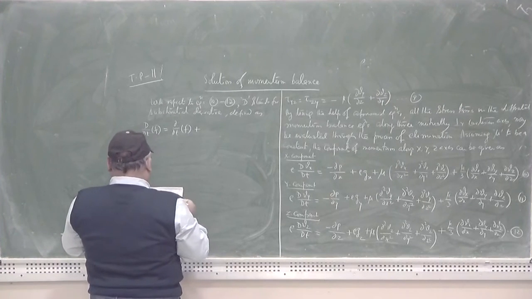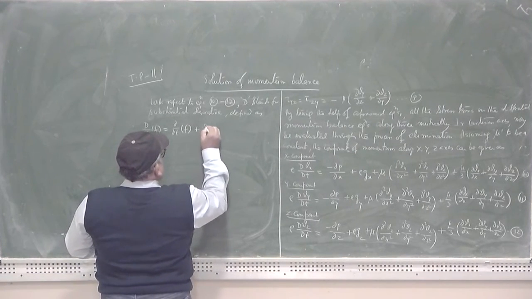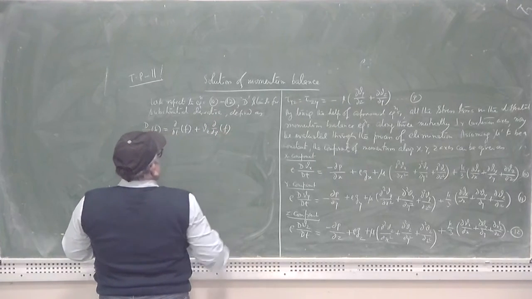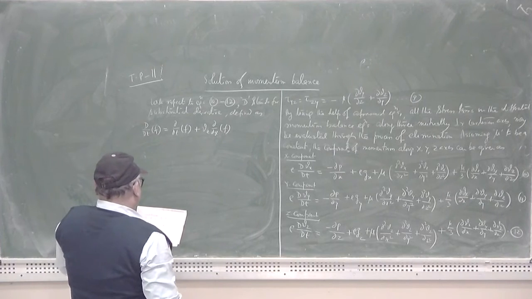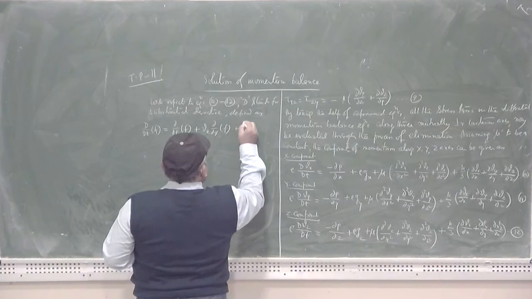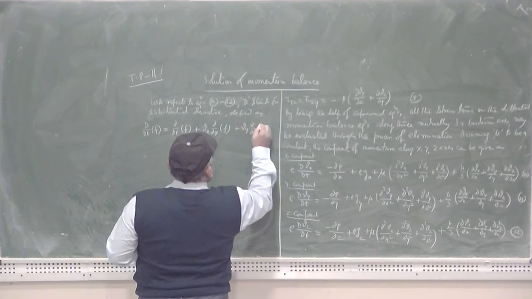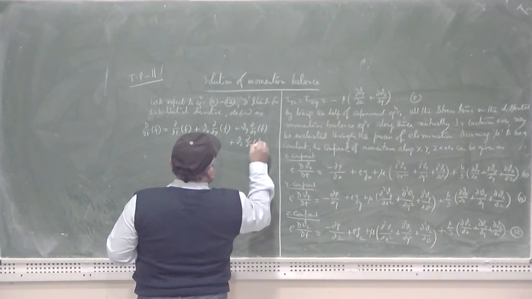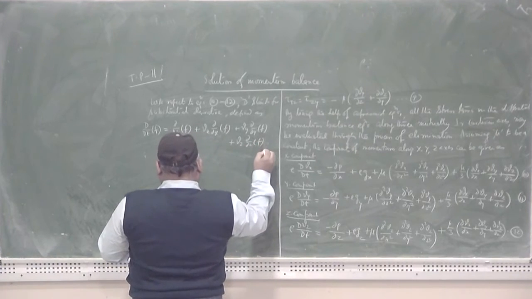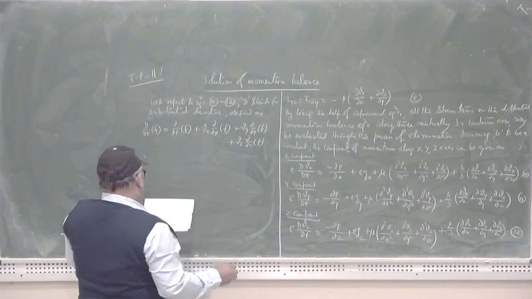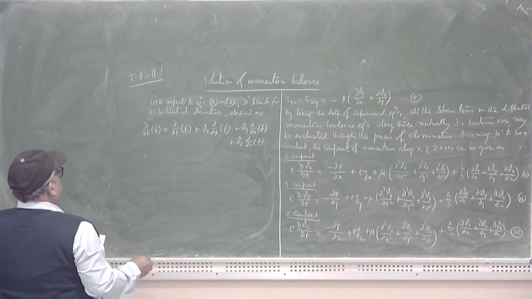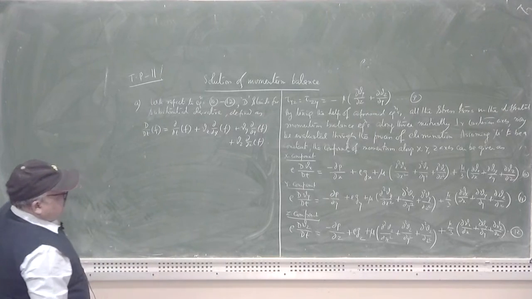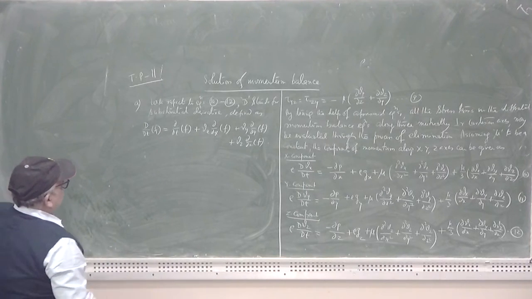So, plus Vx del f by del x plus Vy del f by del y plus Vz del f by del z. This is the first conclusion which can be drawn from the foregoing discussion.